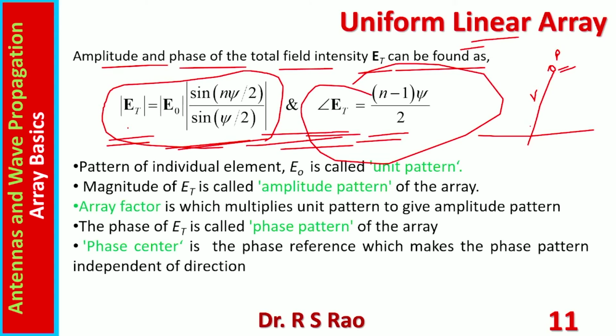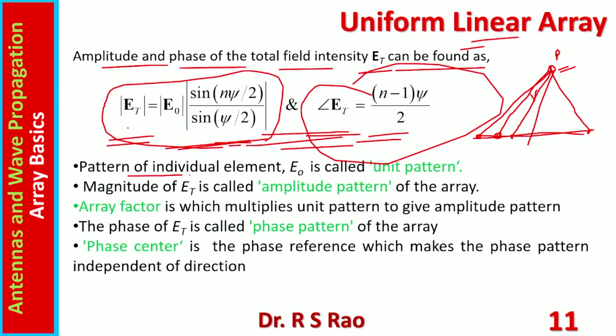Simple, using superposition principle. This is first element. It gives rise to certain field intensity here. This is second element. It gives rise to certain field intensity here. This is third element. It gives rise to certain field intensity here. This is nth element. It gives rise to certain field intensity here. By adding all these field intensities, by taking their phases also into consideration, we get field intensity at field point P due to the entire array. The expression for the field intensity is shown here.